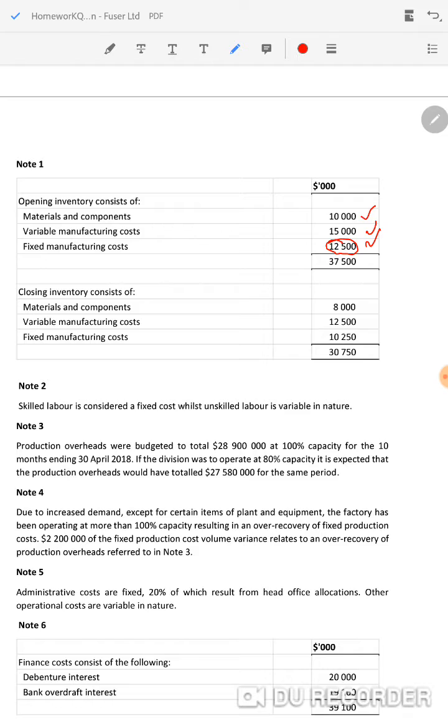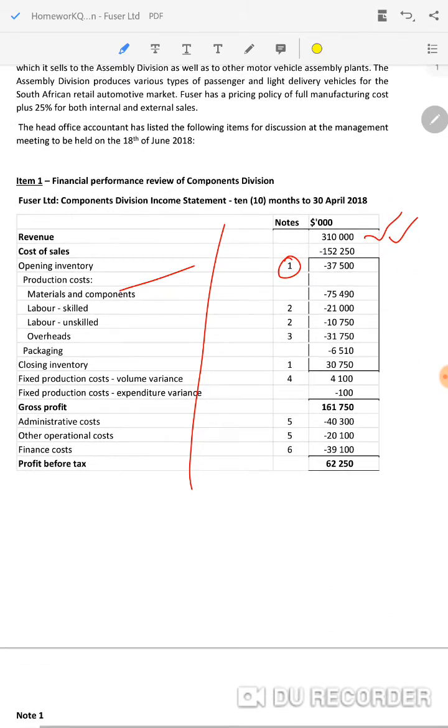And the same principle also applies for the closing stock. We are not going to include fixed costs in the valuation of our closing stock, so it's going to be 8 plus 12.5 is our closing and opening inventory. I hope all of you, that aspect was quite straightforward.